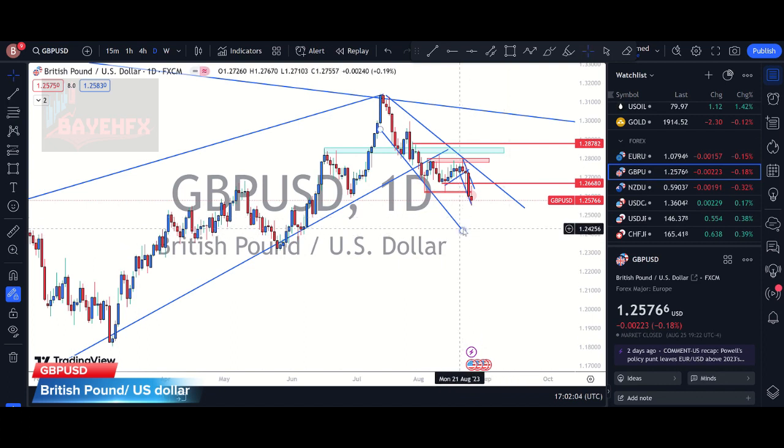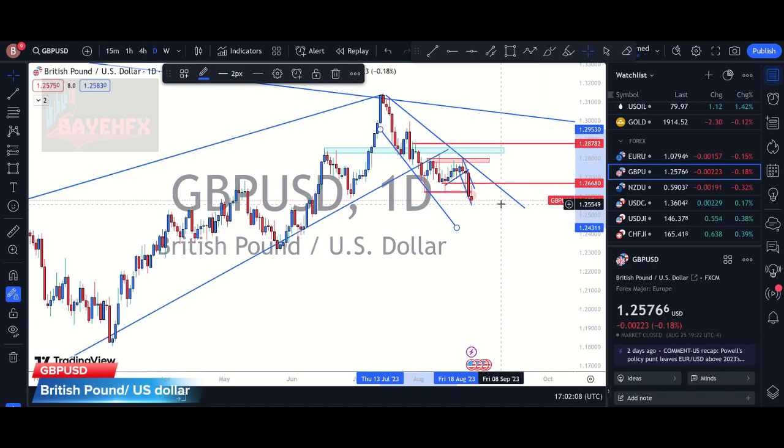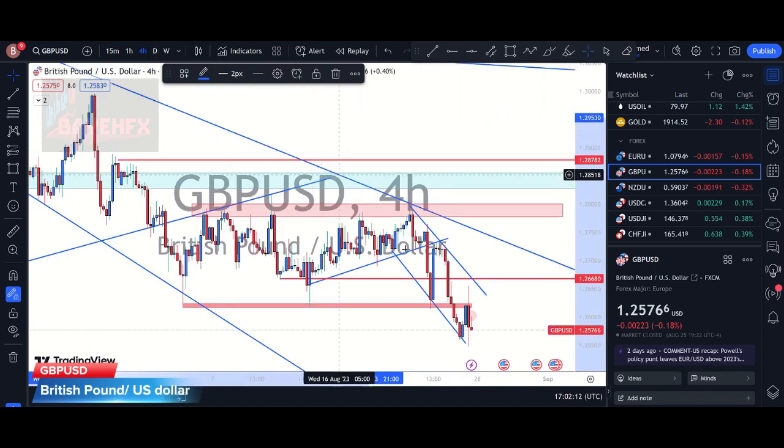That's it on the daily time frame. And on the 4 hours time frame, let's see what the market is giving, right?